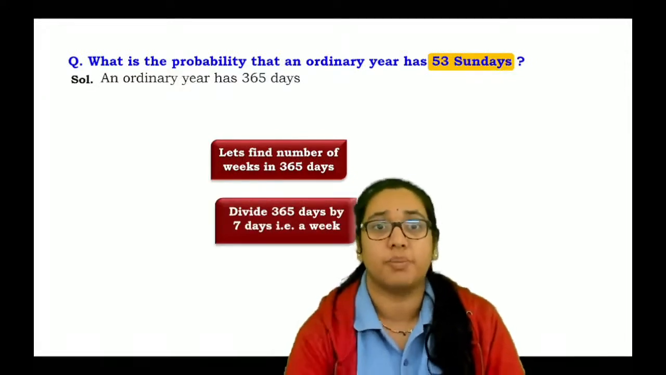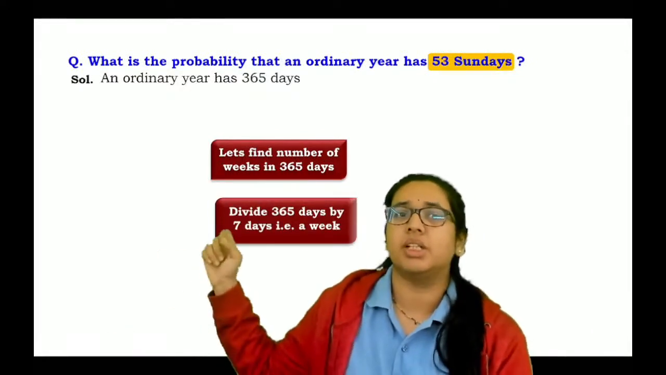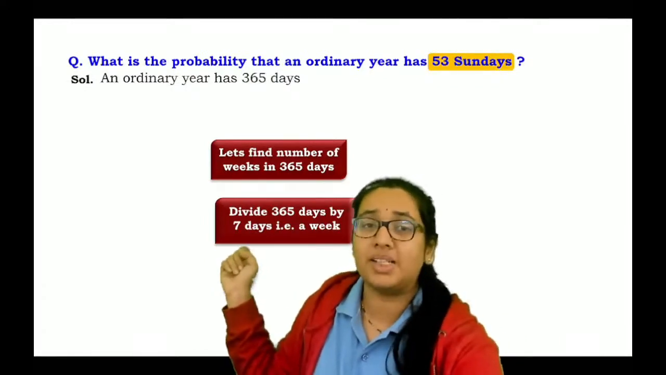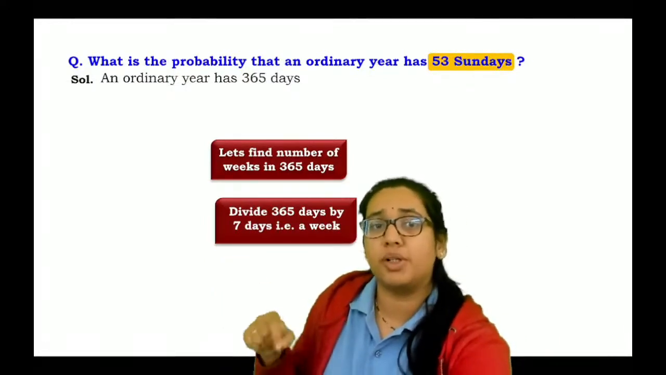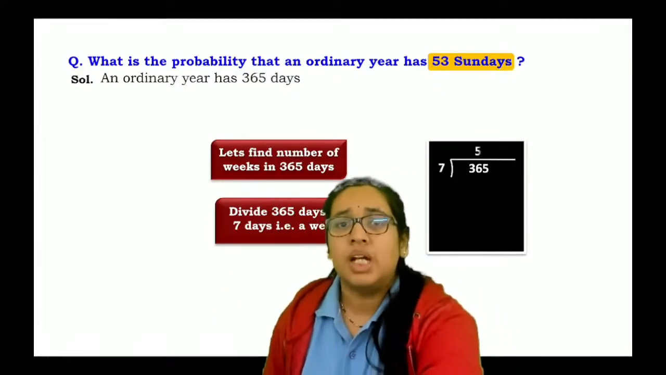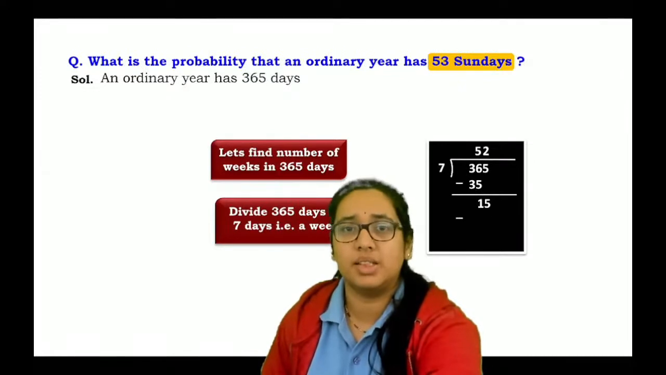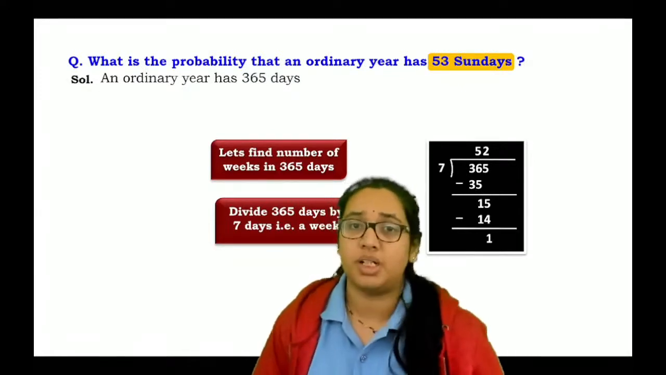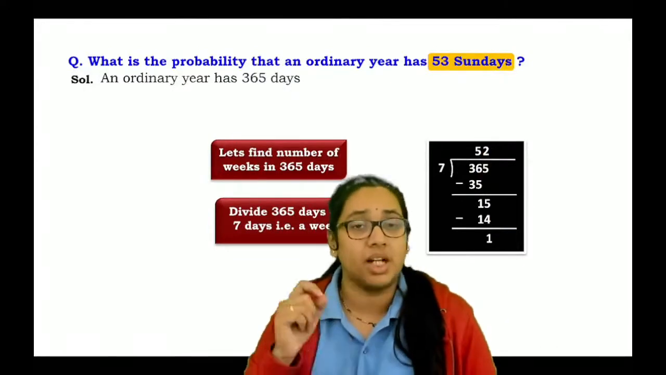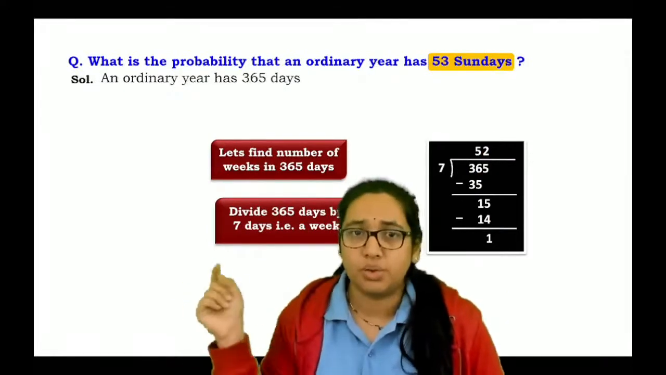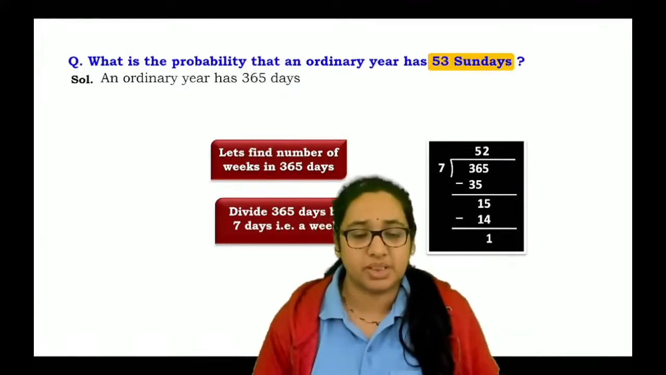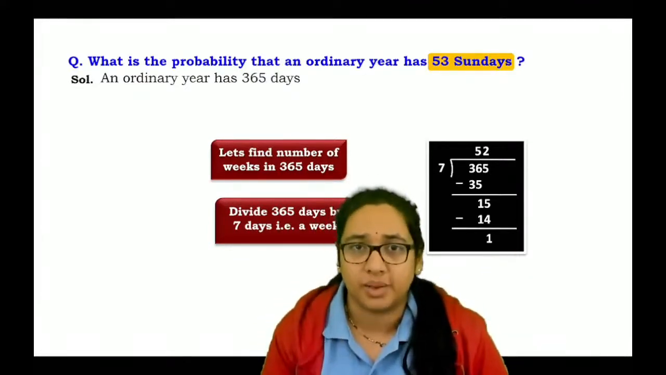Let's find the number of weeks in 365 days. You just have to divide 365 by 7 so that you will get the number of weeks in the ordinary year. It will give you the answer as 52 and the remainder will be 1. As the quotient is 52, we can say that there will be a total of 52 complete weeks and the remainder is 1. It means that there will be only one additional day.